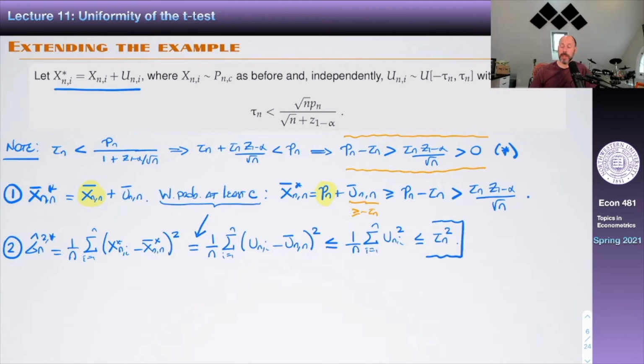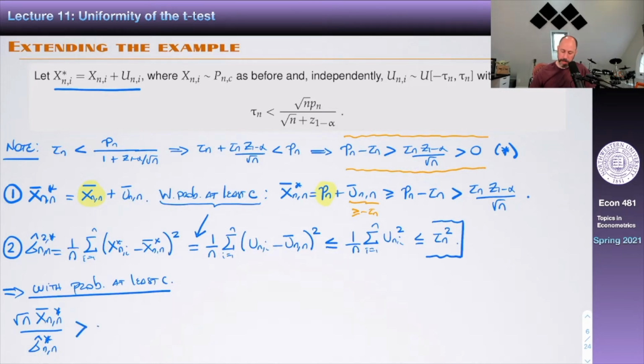You guys following? Right. So then we can say with probability at least c, we have that square root n x bar and n star divided by sigma hat star n, which is the t statistic, is greater than or equal to Pn minus tau n, which is greater than or equal to Pn minus tau n over tau n, which is strictly greater than tau n z1 minus alpha.